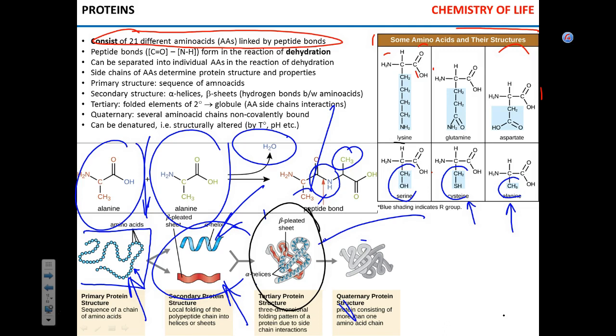Now, can we move that backwards? Does that make sense? Can we make proteins go from tertiary structure to secondary, from secondary to primary? Can we make the structures go backwards? The answer is yes. This process is called denaturation.